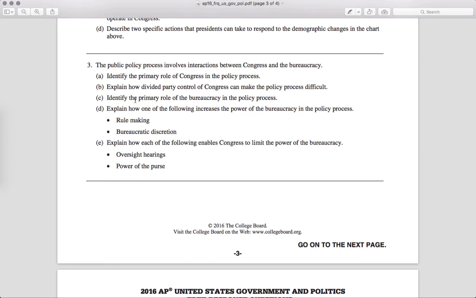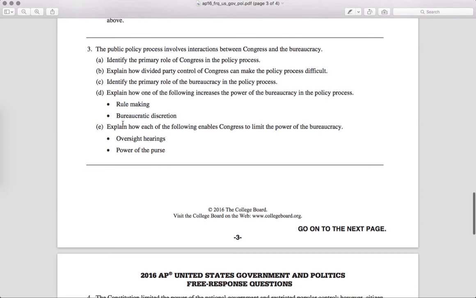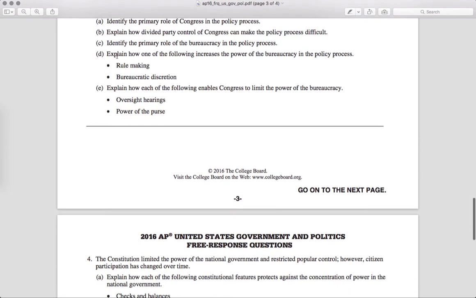Identify, low hurdle, the primary role of the bureaucracy in the policy process. Once again, the answer here, the primary role of the bureaucracy, which are the government agencies and departments, is to implement the law. Done, period. Multiple spaces again to be zen, and then we're back up to an explain level verb.